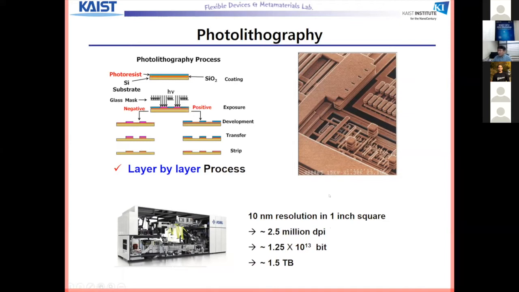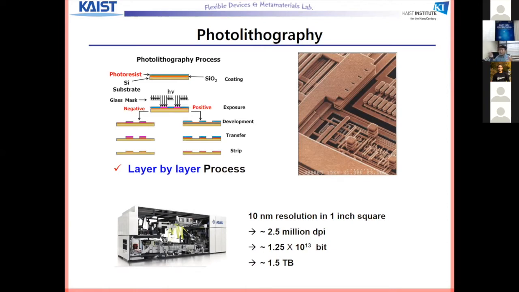Conventional semiconductor photolithography requires a 1 inch square patterning. If you want to get a perfect 10 nanometer resolution image over a square array of that, it is almost 1.25 times 10 to the 13 bits. In bytes, that is 1.5 terabytes. So basically, in one single exposure shot, you are transferring 1.5 terabytes of information in a single shot of the photolithographic process. That's really, really fast.